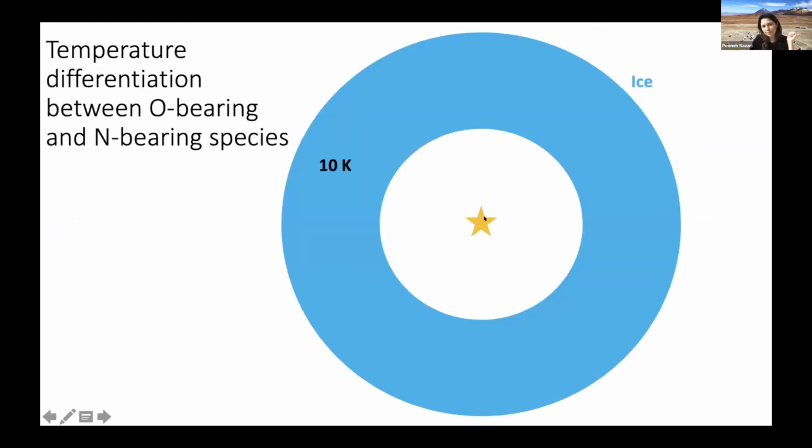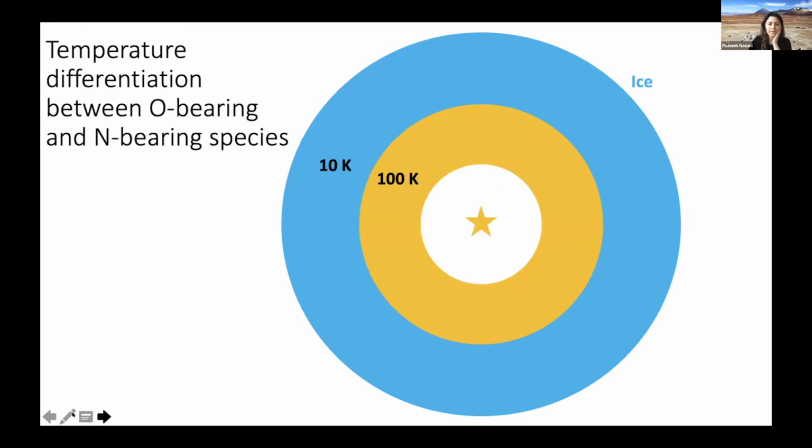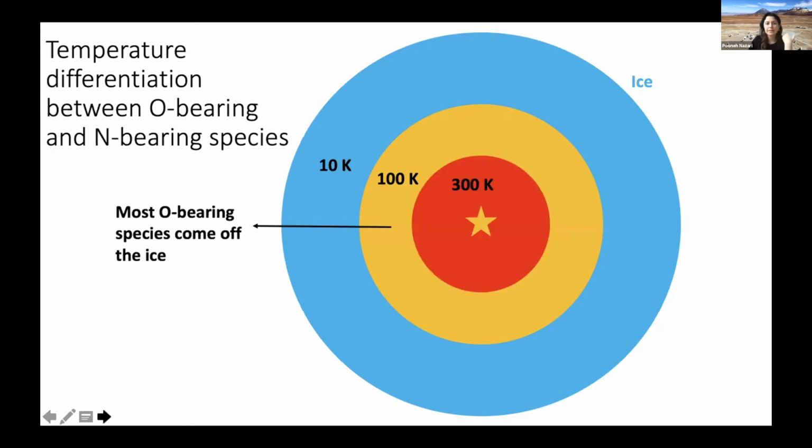So we've got a star, and it's got a big envelope, and the further you go, the icier it gets. So the temperatures are pretty low here, and we think that O-bearing and N-bearing species really form in the ice, and they get pretty complex already in the ice. Then when you get closer to the star, the temperatures increase, and we think that most of the oxygen-bearing species come off the ice at this stage. And then the closer you get, again, the temperatures rise even higher, and then we think that most of the N-bearing ones come off the ice here.